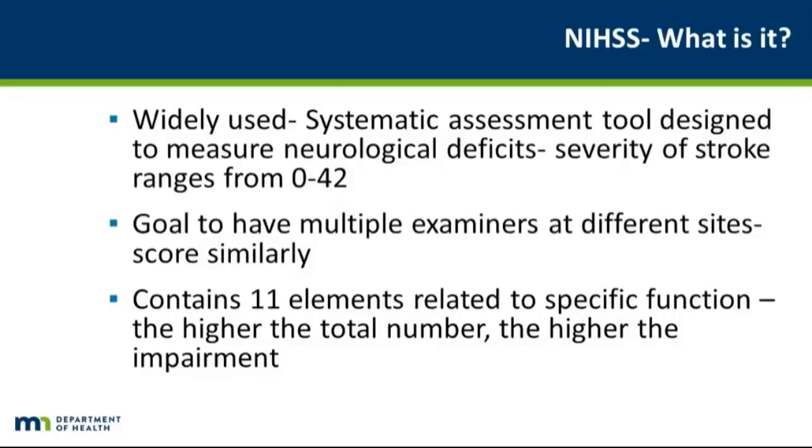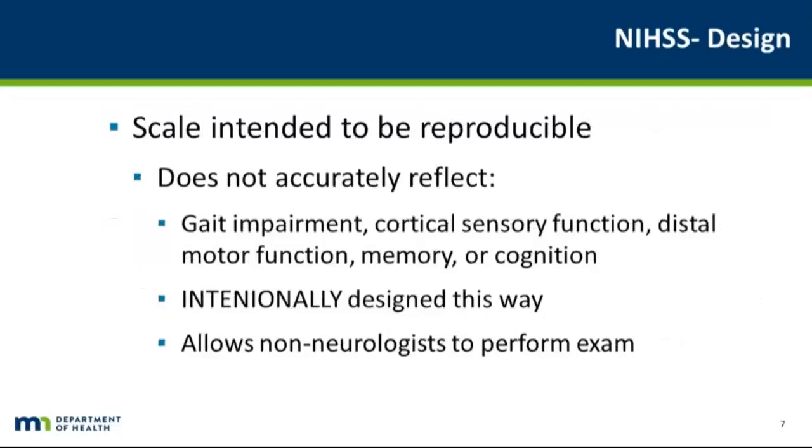So what is the NIH Stroke Scale? It is a widely used systematic assessment tool designed to measure neurological deficits. The severity of stroke ranges from 0 to 42. The goal is to have multiple examiners at different sites score similarly. It contains 11 elements related to specific function. The higher the total number, the higher the impairment. The scale is intended to be reproducible.